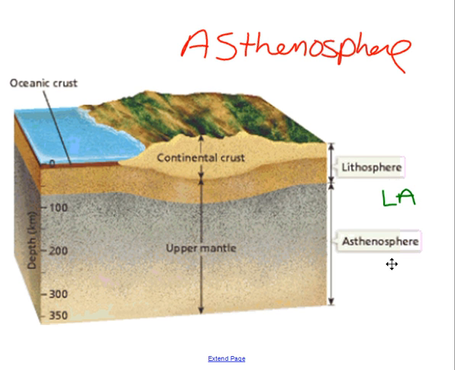When we talk about convection currents and the plates moving, it's really important that the asthenosphere is flexible. Right above the asthenosphere is the lithosphere, and the lithosphere is made up of continental and oceanic crust. The continents that we stand on and the ocean are the two parts of the lithosphere. A way to remember it is LA, LA: Lithosphere is above the asthenosphere.